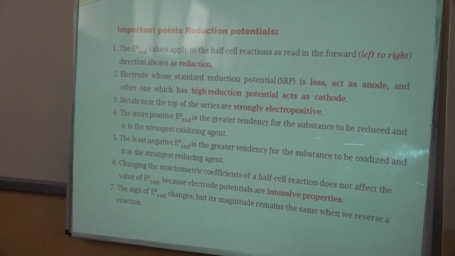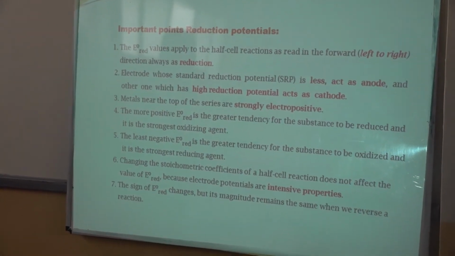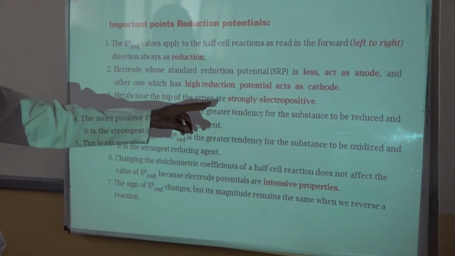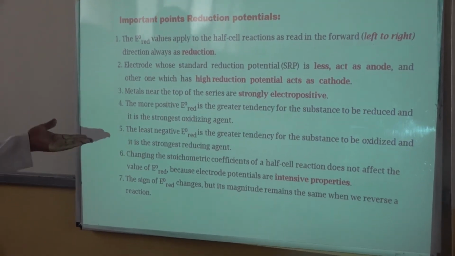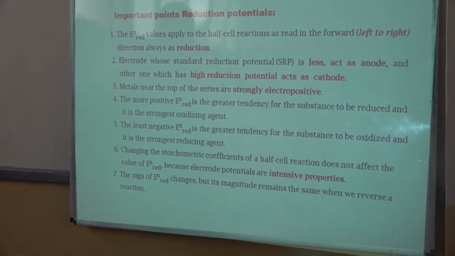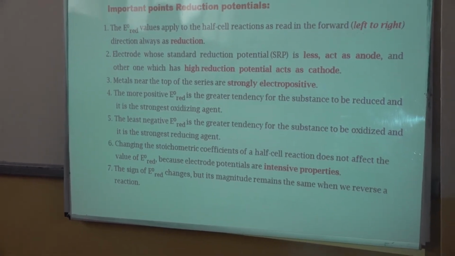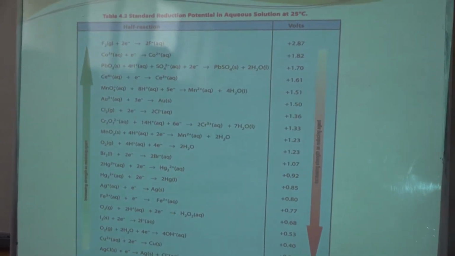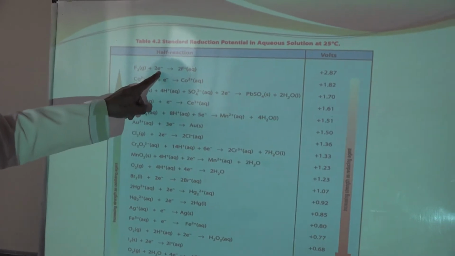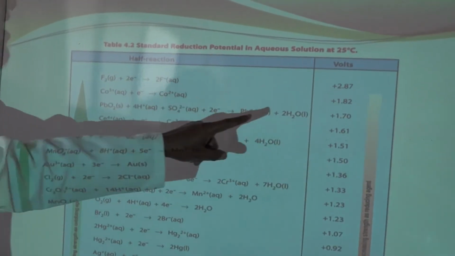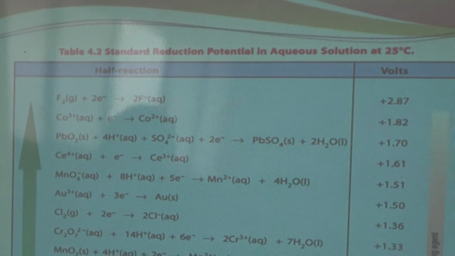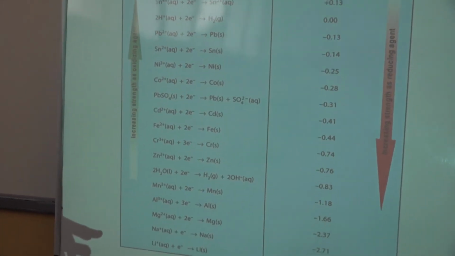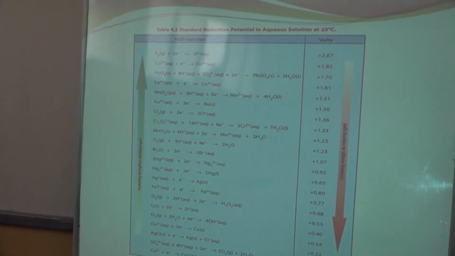These are important points. The other one is the more positive reduction potential. The metals near the top of the series are strongly electropositive. What does it mean? The more positive the reduction potential, the greater the tendency to be reduced. For example, take this table. F2, by gaining 2 electrons, changes into F minus. The reduction value is 2.87. It is the highest of all. From all of them, the highest is for fluorine.